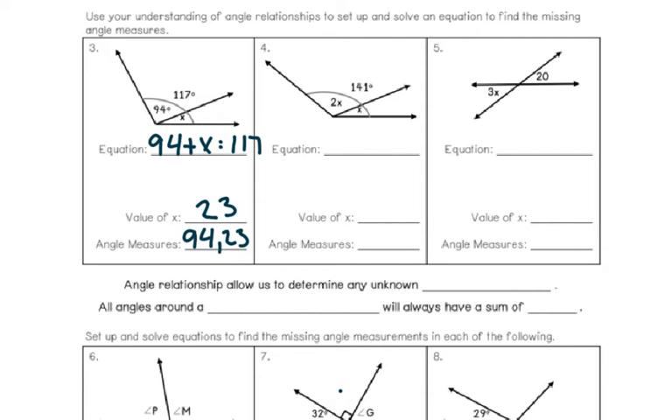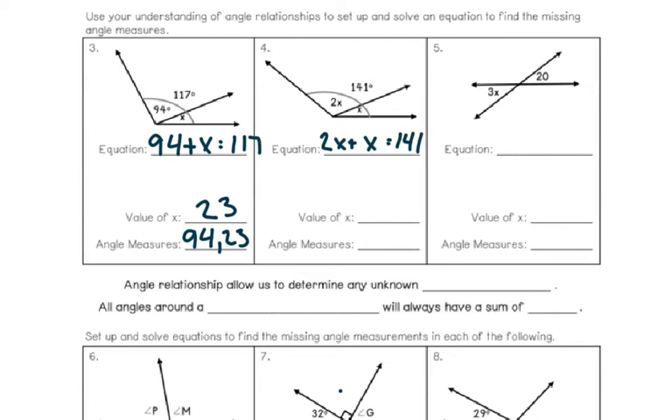Looking at number 4, again, I want you to tell me, are those vertical or adjacent angles? They are adjacent. They share this vertex here and this line here. Looking at these angles, again, they're not complementary or supplementary. I have this line telling me that the whole value of this is 141 degrees. This one's a little different too, because I have this angle is 2x and this angle is x. So I still know that the sum of these angles is going to be 141.